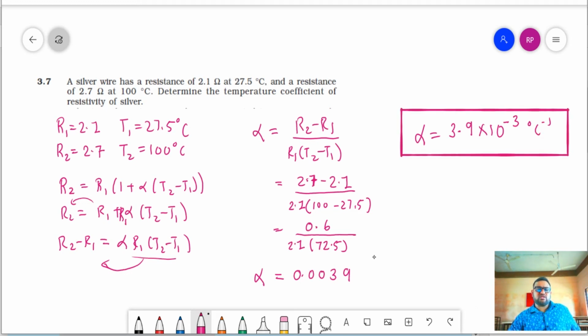Okay, so this was about 3.7. Here I just used the formula for resistivity and just put down the value of R1, R2, T1 and T2 and found out the value of alpha. Just note down 3.7.